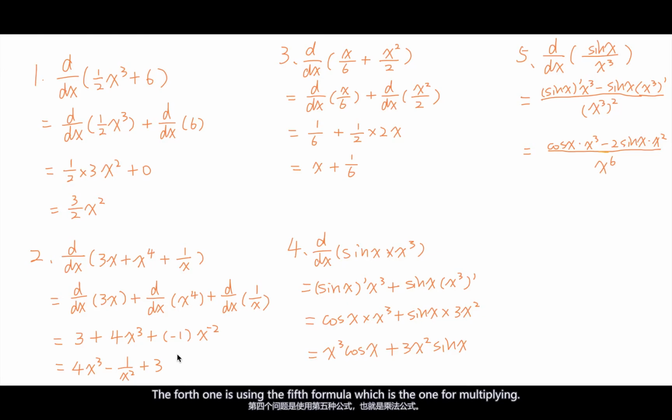The fourth one is using the fifth formula, which is the one for multiplication. We know that the derivative of sine x is cosine x, and the derivative of x cubed is 3 times x squared. So at the end the answer is like this.